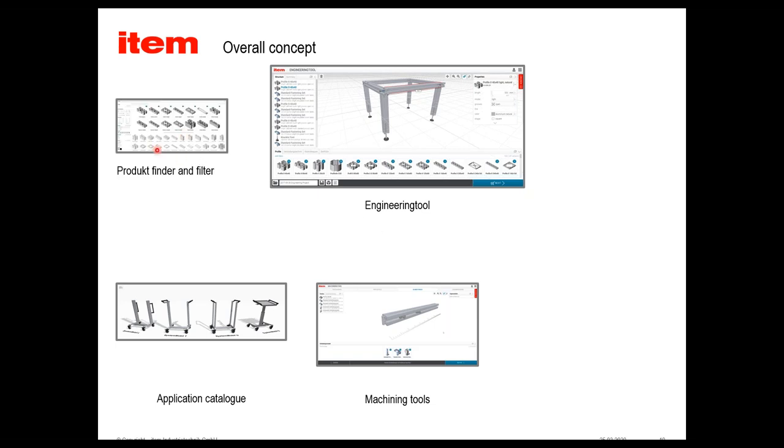Then we have product finder and filter included in all of our software, because we believe that it's a very big benefit for you as a designer, as an engineer, to have something which helps you to find the right product for your use case, so that you do not need to know all of the 4,000 item products, but that you only need to know what's your use case. So you can use the product finder and filters to find the right profile for your use case.